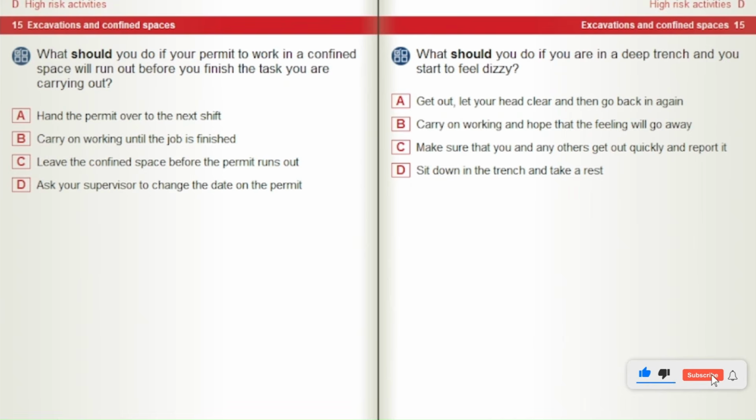What should you do if your permit to work in a confined space will run out before you finish the task you are carrying out? Hand the permit over to the next shift. Carry on working until the job is finished. Leave the confined space before the permit runs out. Ask your supervisor to change the date on the permit.